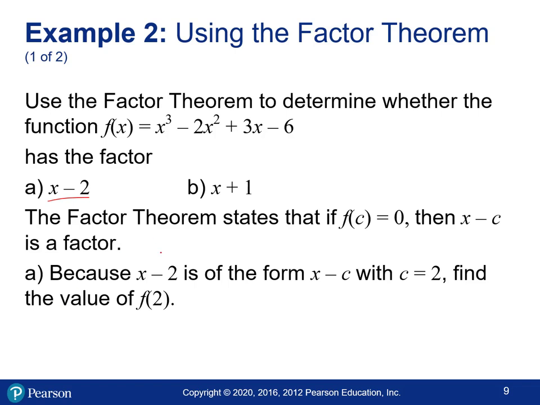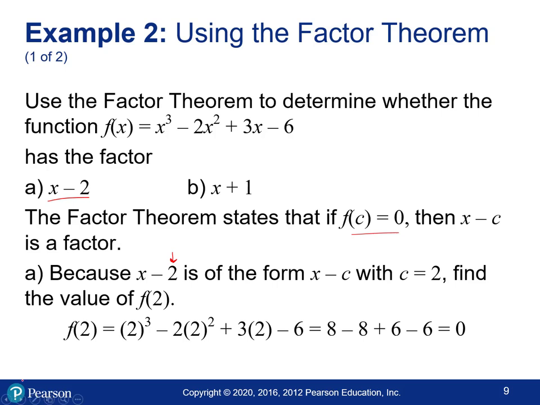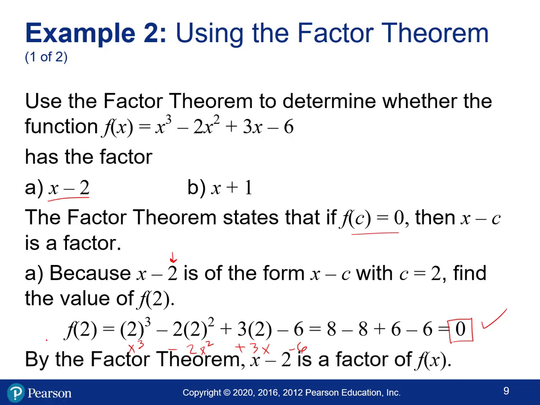So that means x minus 2, the 2 is c. And so if c is 2, we're going to just plug that into our function, and if the answer is 0, according to our theorem, then x minus 2 is a factor. If you plug 2 into the function, which was x cubed minus 2x squared plus 3x minus 6, you're going to get 0, which means yes, that was in fact one of the factors of our polynomial.